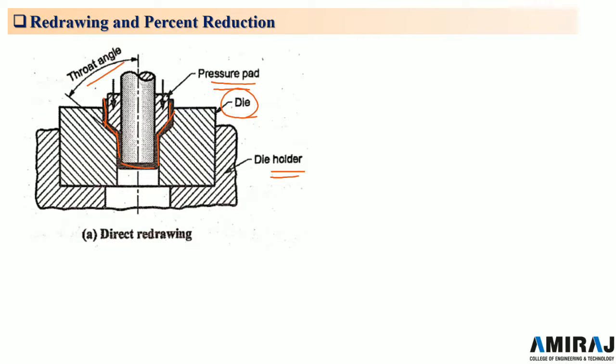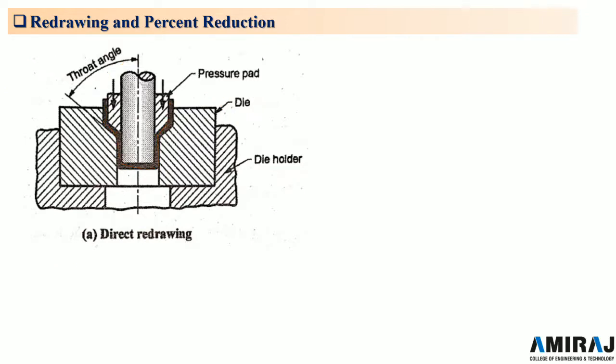It has been found experimentally that a throat angle of 10 degrees gives the best result for most materials except aluminum, for which the throat angle of 15 degrees is best. For average, normal material, the throat angle is 10 degrees, but for aluminum this angle is 15 degrees.